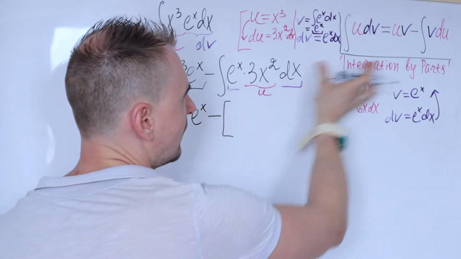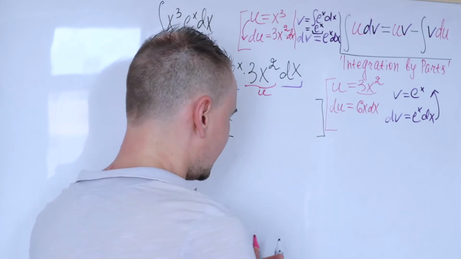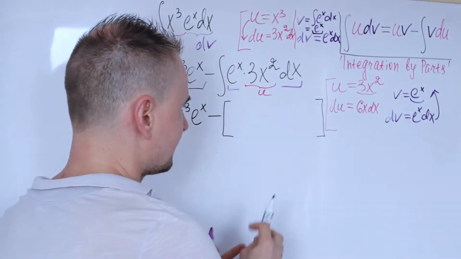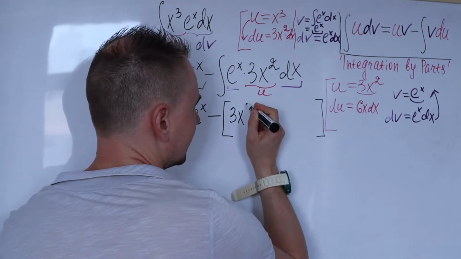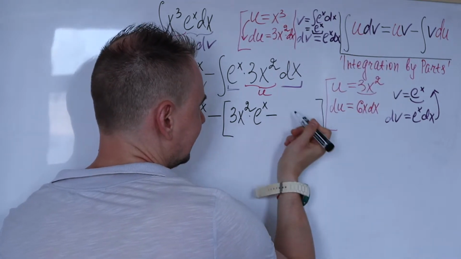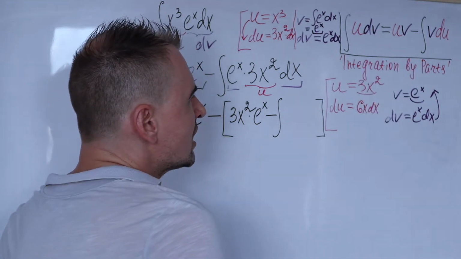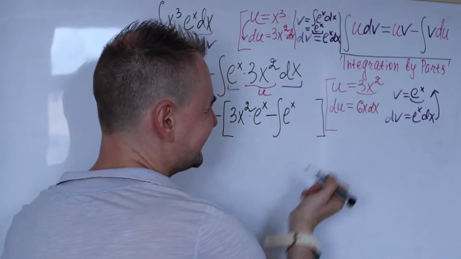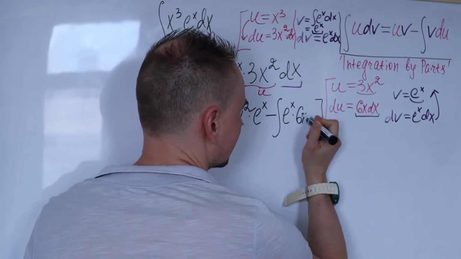So now we're going to apply this formula. So u times v. Your u is 3x squared and your v is e to the x. So 3x squared times e to the x minus, subtract off the integral v du. So your v is e to the x and your du is this 6x dx.